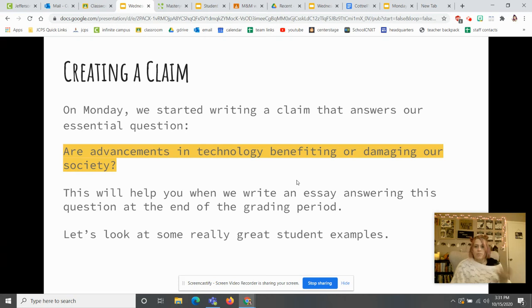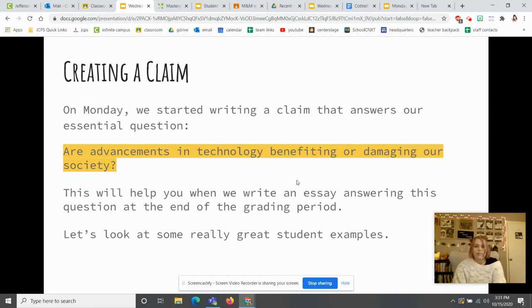I personally see both sides. I see how it's benefiting us and damaging us. I think most people would agree that we see both sides. But that's not an interesting argument. That's not an effective argument. An argument has to choose a side, and you have to come across like you're super confident. If you're not super confident, it's okay, but you're going to have to fake it till you make it.